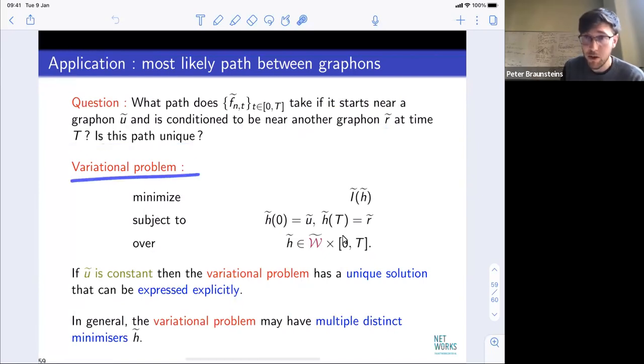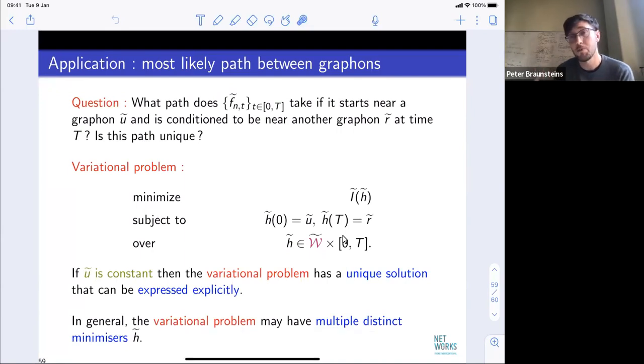We have to solve a variational problem. Again, that's the theme of this talk, where we minimize the rate function over the space of graphon valued trajectories. So this is quite a difficult variational problem. The initial graphon is U and the final graphon is R. What we found is that if the initial graphon U is constant, then the variational problem has a unique solution that can be expressed explicitly. However, in general, this variational problem may have multiple distinct minimizers. So it may actually have multiple solutions.